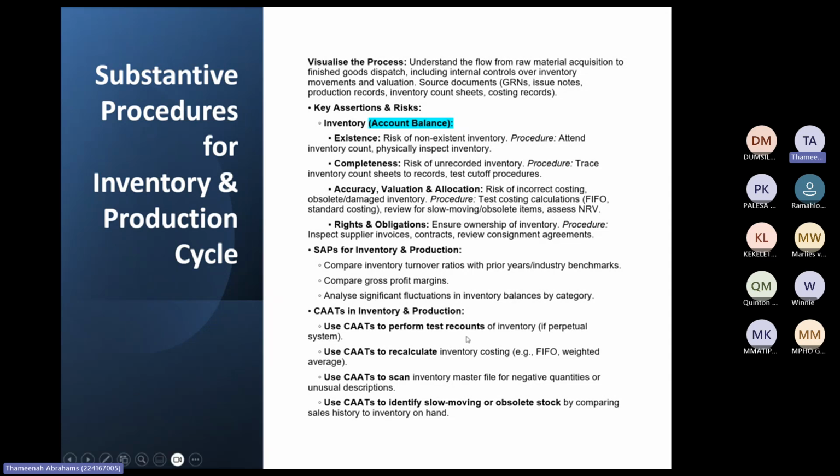And then use CAATs to perform test recounts of inventory, and use CAATs to recalculate inventory costing. When it comes to accuracy, valuation and allocation, there you also look at the first in, first out method. You look at net realizable value per IAS 2.